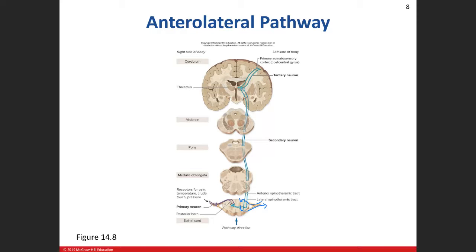Where it comes in the back is called the posterior root, or also the dorsal root. Only sensory neurons are found here. Only motor neurons are found here. Where we find both is in the spinal nerve. You guys got that? Okay, cool.